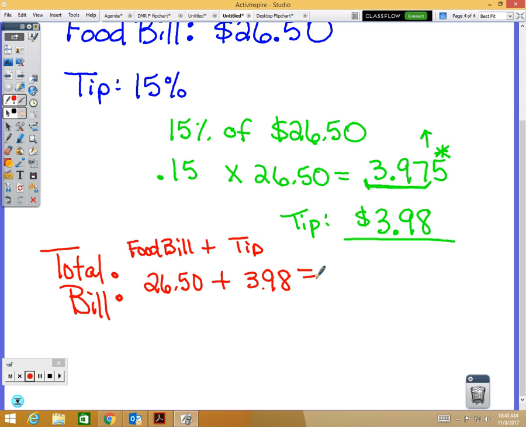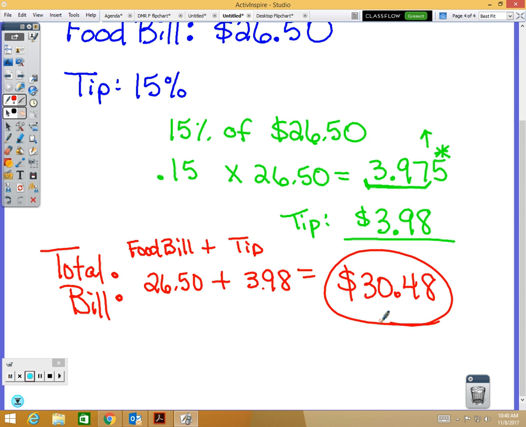Now, we shouldn't have to round at all once we get to this step. $26.50 plus $3.98 is $30.48. So again, when you do this question on that test, it's worth 2 points because you're getting a point for finding the tip and a point for finding the total bill. Do you want to do another one of these, or do you understand that?